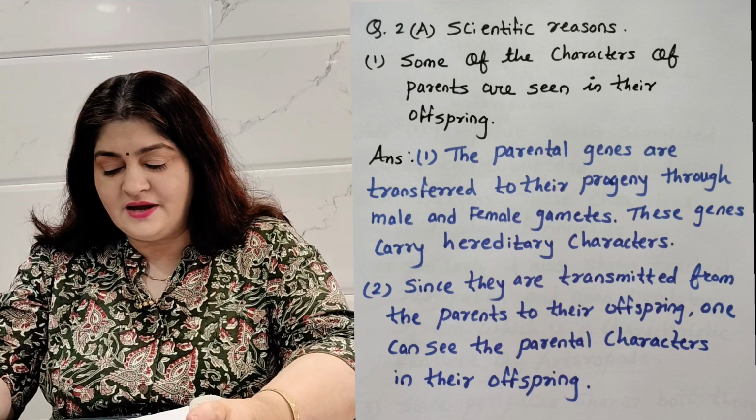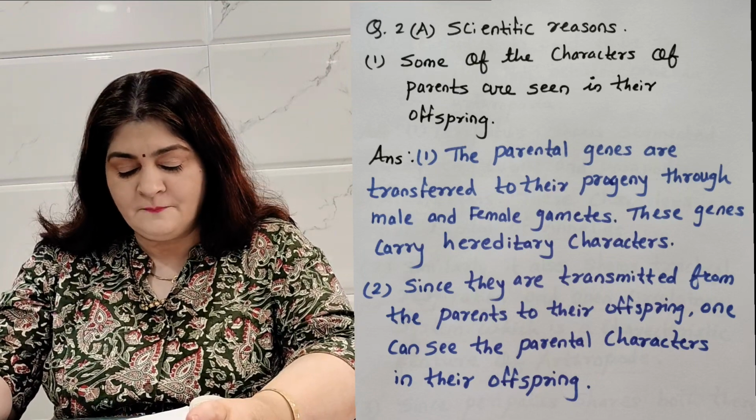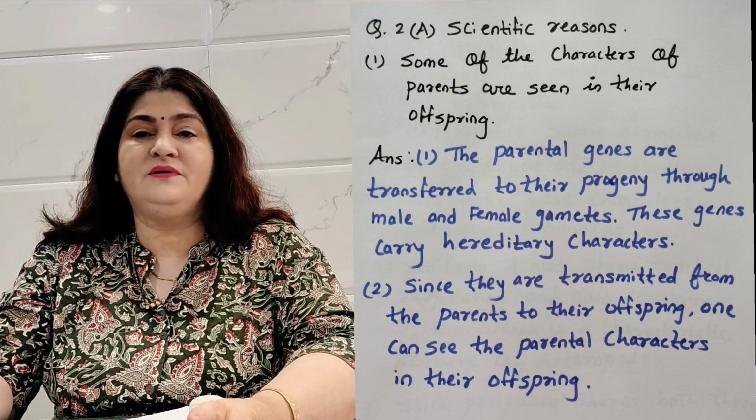And second one, since they are transmitted from parents to offspring, one can see the parental characters in their offspring. देखिए, जो offspring born होता है, तो उसमें 50% genetic material एक parent का और 50% genetic material दूसरे parent का होता है, और इन दो genetic materials के combination से ही new offspring born होती है, और इसीलिए that new offspring shows quite similarity in characters with the parent, and these hereditary characters are transferred with the help of genes which are there in gametes of male and female.